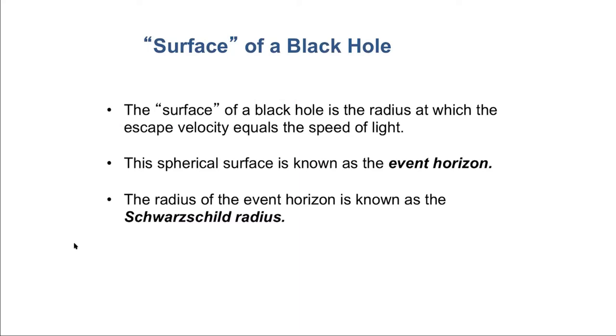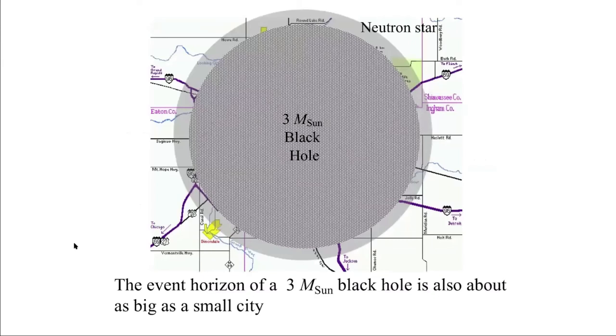How big is this? Again, this is pretty similar in size to a neutron star. A neutron star is almost a black hole. The event horizon of a 3 solar mass black hole is about 9 kilometers. Remember, we were talking about the size of a neutron star being 10 kilometers or so. They're slightly less massive, obviously, than three solar masses, but a neutron star is already pretty close to its Schwarzschild radius. It's pretty close to being a black hole already.